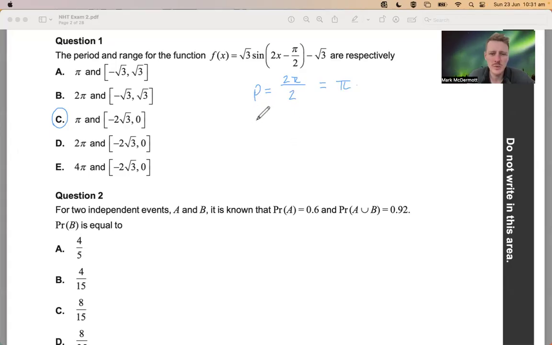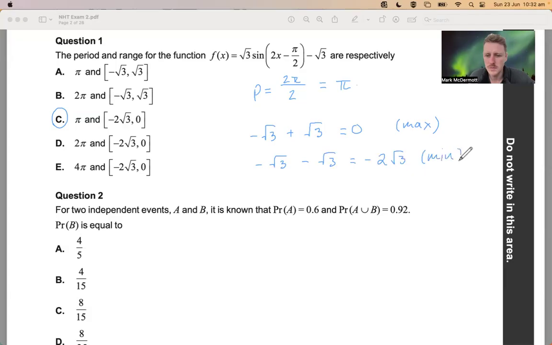And the range, well, the range is sort of the mean line plus or minus the amplitude. So the mean line has been shifted down root 3. So it's negative root 3 plus the amplitude. So that's root 3. So that's going to give us 0 for the maximum value. And the minimum value will be negative root 3 minus root 3, which is negative 2 root 3. So that's the minimum. So we must go from negative 2 root 3 to 0. And that's that option there, inclusive.